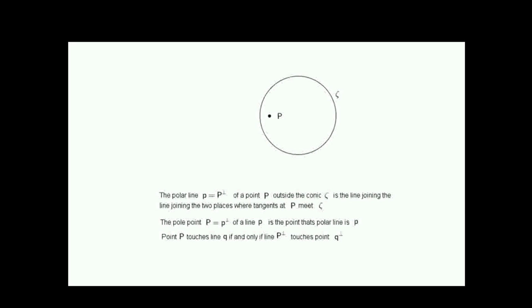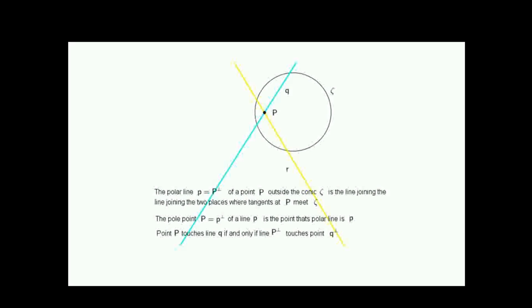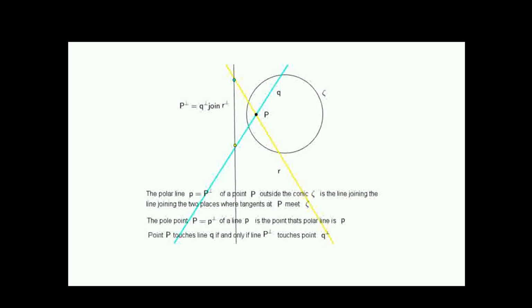And another thing we might ask is, how do we work out the polar of a point which is inside the circle? Well, actually there's a very similar kind of solution. If we draw these lines P and Q and R through this point, and then we work out what their poles are, joining those poles will give us the polar line of P.